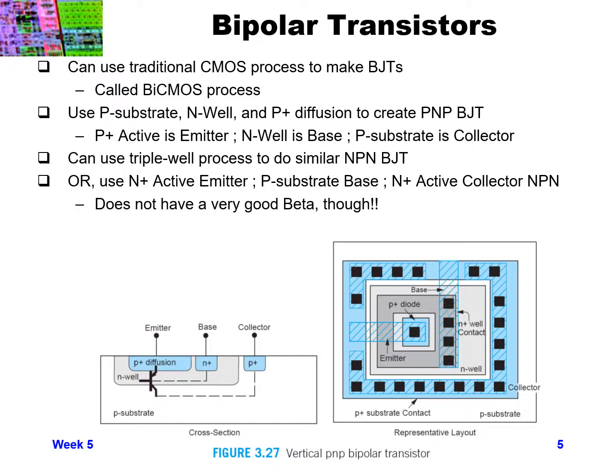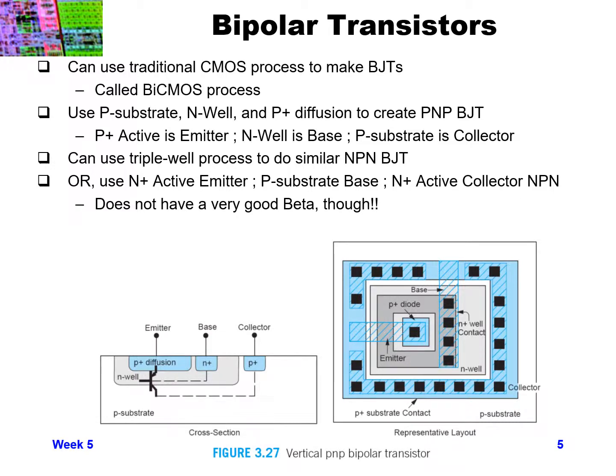Or you could use your N plus active area as an emitter. You could use a P substrate as your base, and then an N plus active area as your collector to create a kind of horizontal NPN device rather than doing a vertical emitter to base to collector, as shown below.